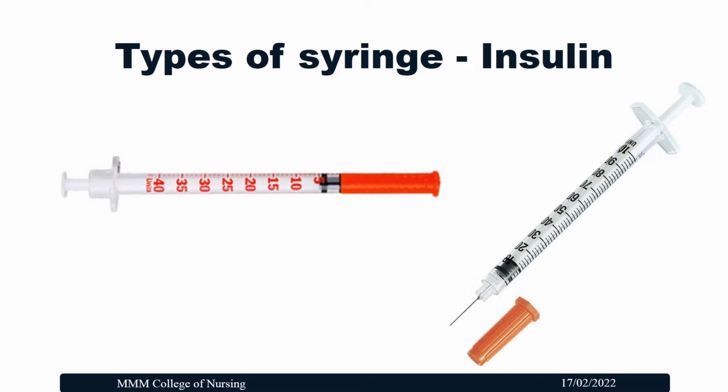There are two different types of insulin syringes available. The maximum capacity of the syringe is 1 ml. Here we can see 40 unit syringe and 100 unit syringe. If the medication preparation is 40 units per ml, we have to use the 40 unit syringe. If the medication is prepared as 100 units per ml, then we have to use the 100 unit syringe.